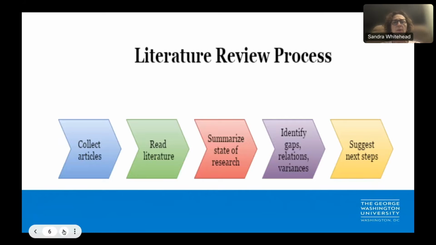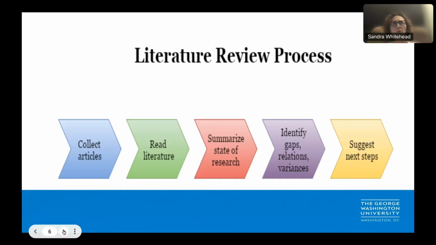So your literature review process is multi-pronged, right? You collect the articles on your topic, you read them, you summarize the state of research, you identify gaps, relationships, and variances, and you suggest next steps. So how do you identify articles? Think about your keywords. Think about using Google Scholar. There are classes that are online at the Gelman Library. There are also tips and tricks. You can also meet with the librarian.